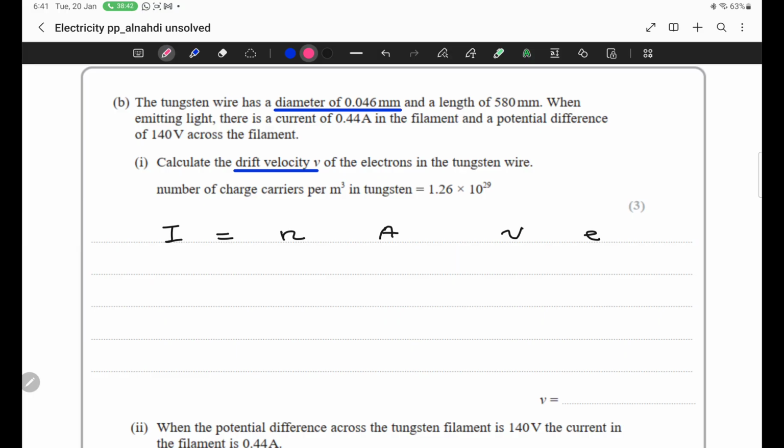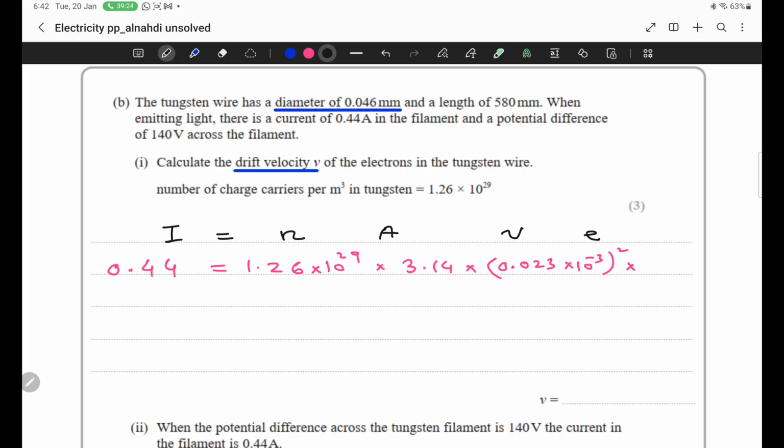Zainab, beta, can you help me to put the values in this equation? What is current? What should I write? 0.44. What is the number density? Number of charge carriers. And then area. Sir, we are not given area, we are given diameter. So what should I write? Pi r squared, and we should halve this diameter. So half of the diameter will be 0.023, and it is in millimeter, so I should use exponent minus 3 with the square.